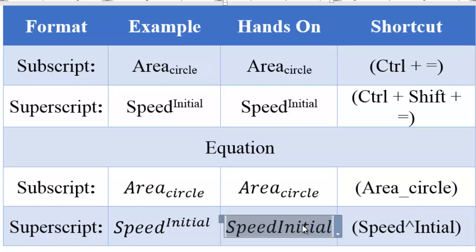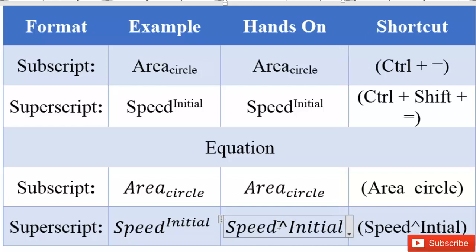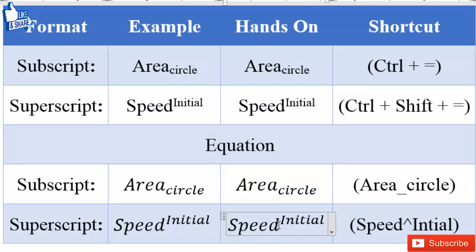Similarly, for superscript, what you have to do is instead of underscore you have to write a caret symbol or a raised to symbol. The text that is following a caret symbol will get automatically converted into a superscript after a space, right? So here if I press space, you can see that the initial which was after a caret symbol has automatically been converted into a superscript.